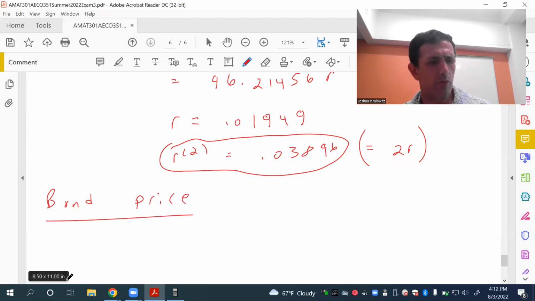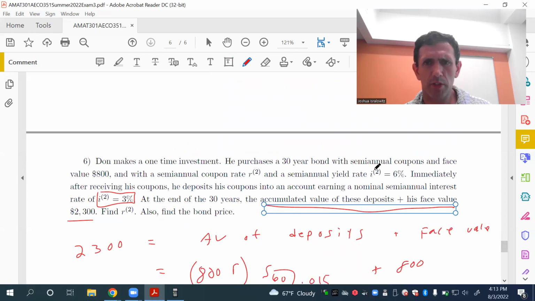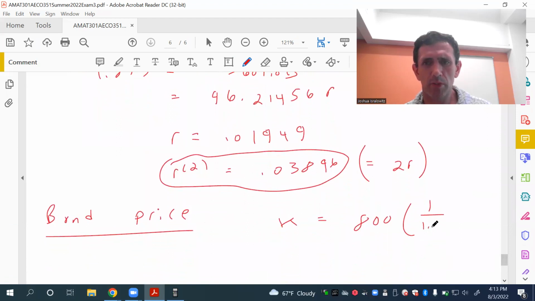So you could either use Makeham's formula or use the calculator. I don't know which one's exactly easier, but I guess less you have to memorize for exam FM. So maybe Makeham's formula is not the most useful, but whatever. So the K in Makeham's formula is face value times 1 over 1 plus your actual yield rate, 6% nominal, so divide by 2, 3%, to the 60, 0.1678647.